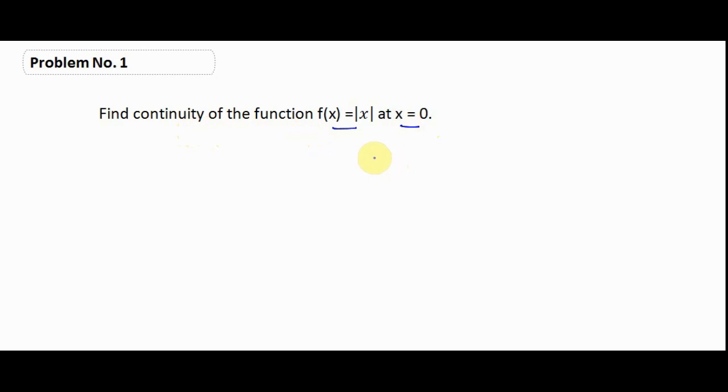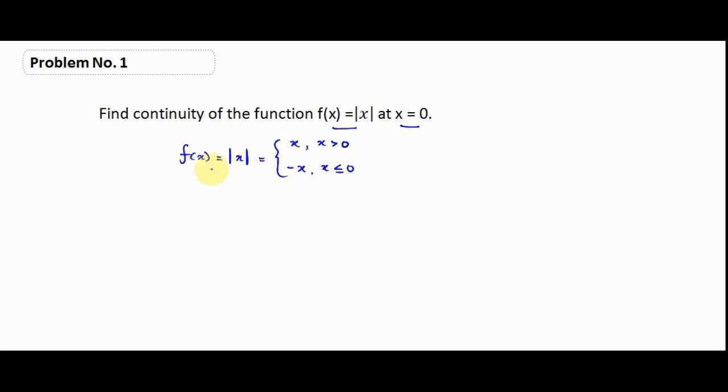To find that, at first we have to see the definition of f of x. f of x is nothing but mod x. And how is this function defined? Its value will be equal to x for all x values greater than 0, and this function will take values equal to minus x for all x values less than or equal to 0. So this is how f of x is defined.